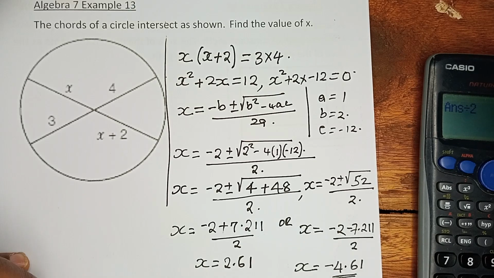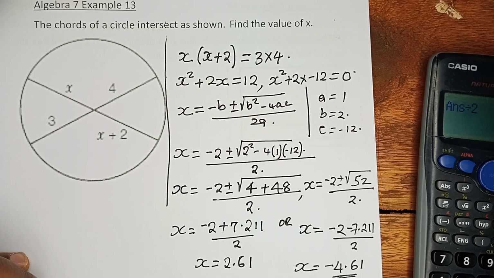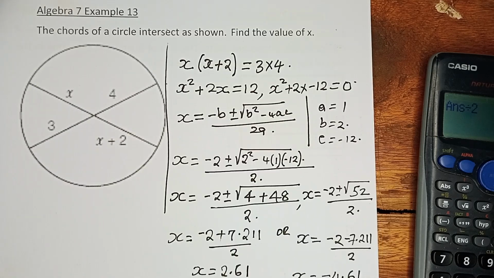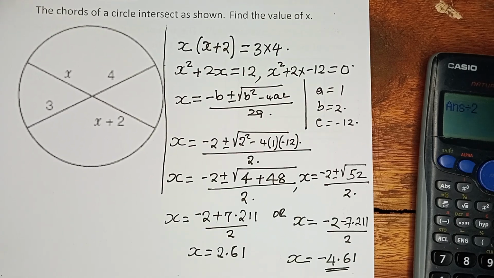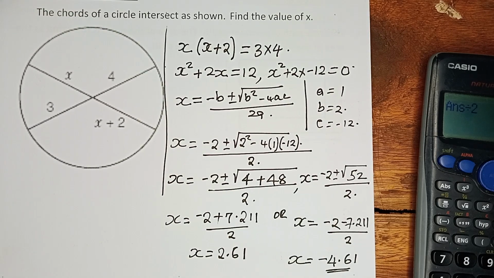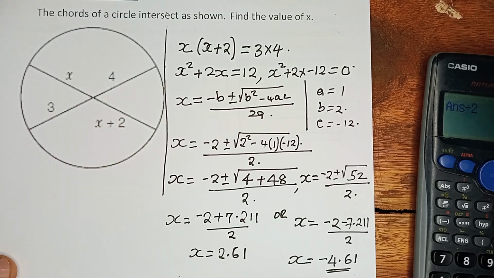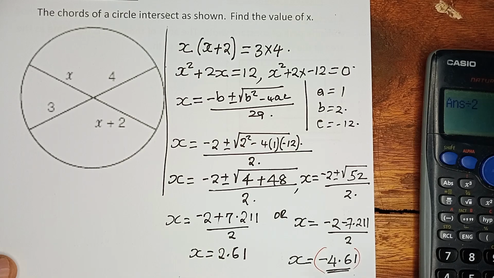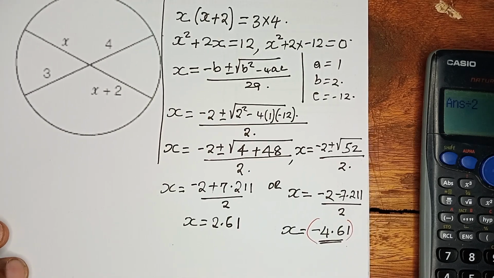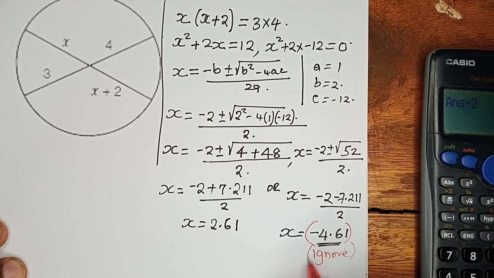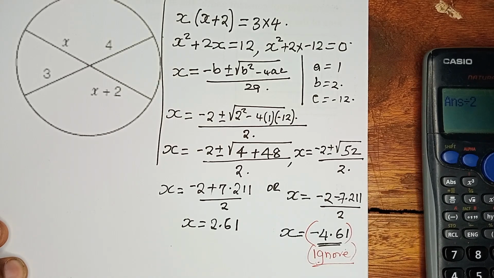But again, common sense should be applied here, because we are talking about the value of x, which happens to be the distance of a certain part of the chord. This is x and this is x plus 2. So there is no way this can be the answer, because we cannot have a negative length of the chord. So ignore that answer. The only valid answer as far as this question is concerned is just that, the value of x.